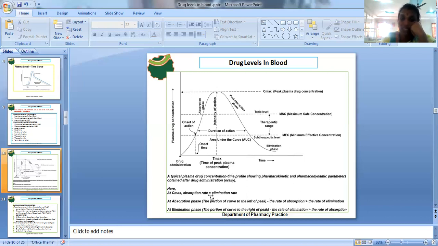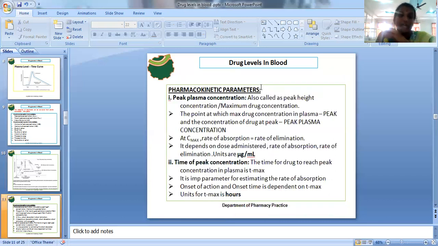But in the elimination phase, on the right-hand side of the Cmax, the rate of elimination is always greater than the rate of absorption. More and more drug is eliminated from the body on the right-hand side, whereas on the left-hand side, more and more drug enters the systemic circulation. The third point to consider is that at the Cmax, the rate of absorption is equal to the rate of elimination. Now coming to the individual explanation of each pharmacokinetic parameter.